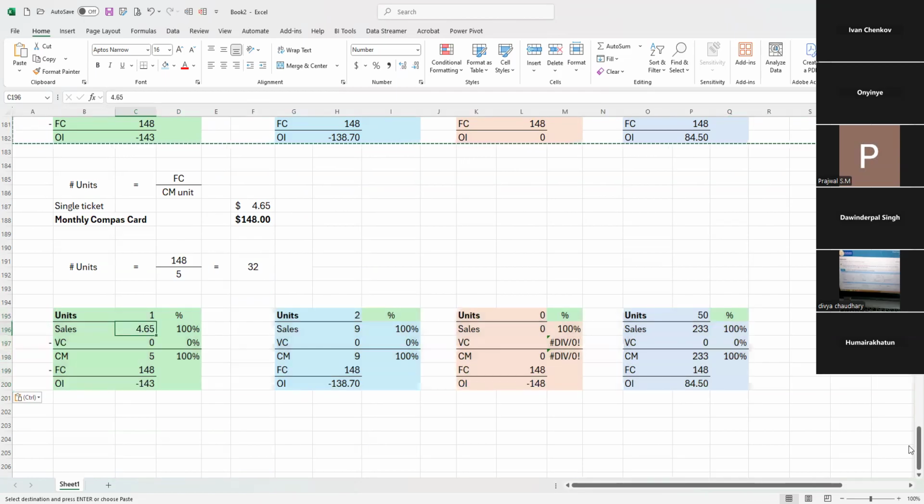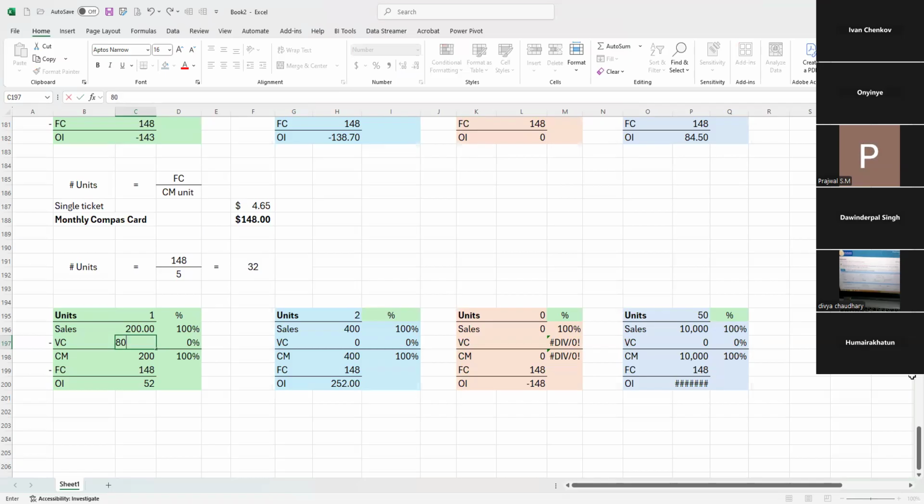So let's stay with the example. Let's say my sales price is 200. Now I'm going with random numbers. My variable cost, let's say, is 80. Now contribution margin becomes 120, and let's say my fixed cost is $6,000. Let's say this is my scenario now.